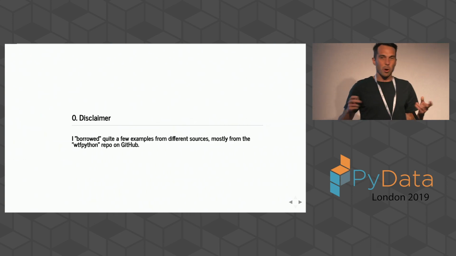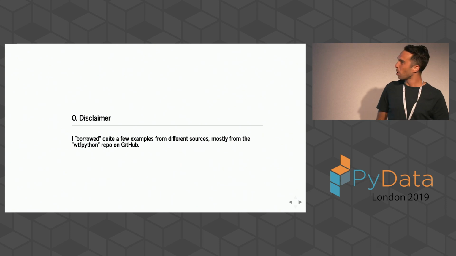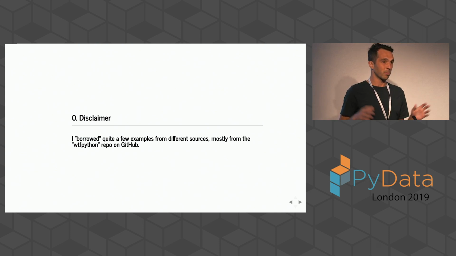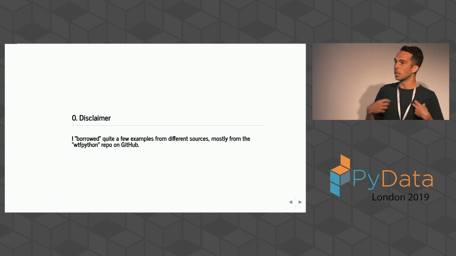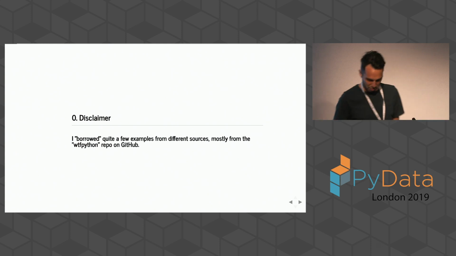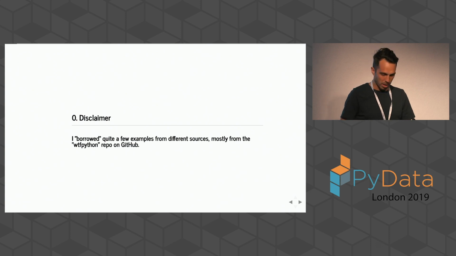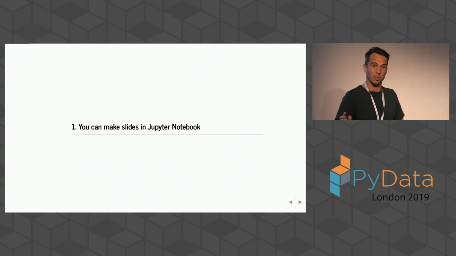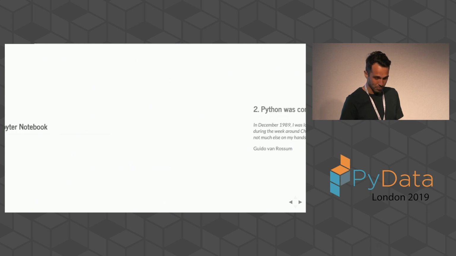First, a disclaimer: I borrowed many of those examples from a GitHub repo called What the F Python. So go there. Apart from the fact that there are many surprising things in Python and it's really peculiar, it helped me to understand some of the internals of Python. Apart from the fact that it's super funny, some of these things really help you get a better understanding of Python in general. So let's get going. Before making this talk, I did not even know you can make slides in Jupyter Notebook, and it's super simple and super easy, so do it.